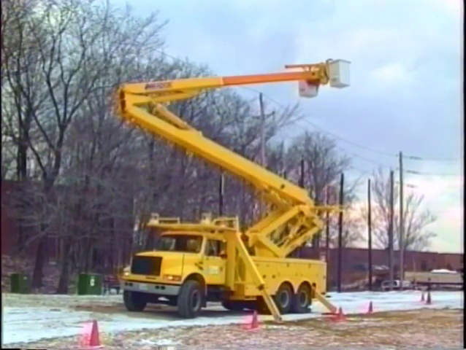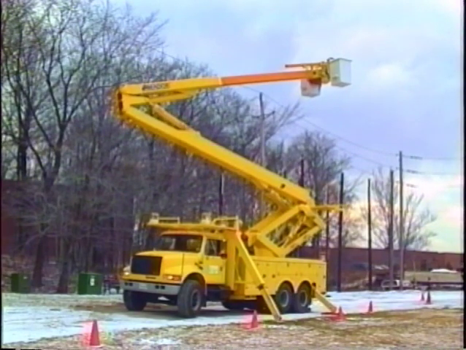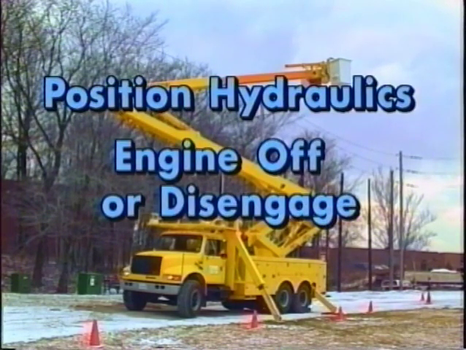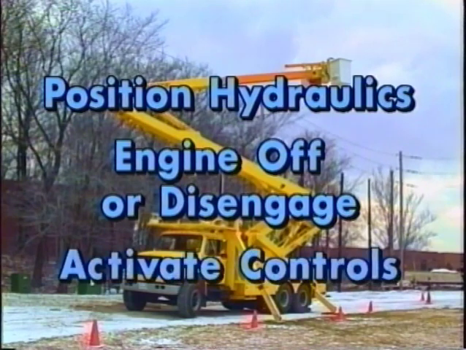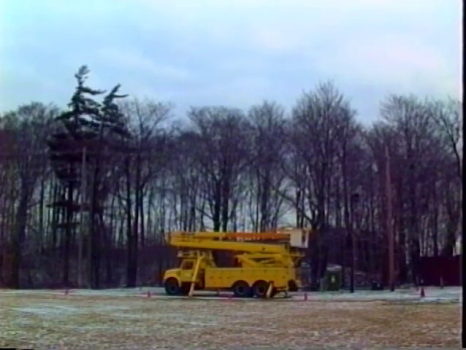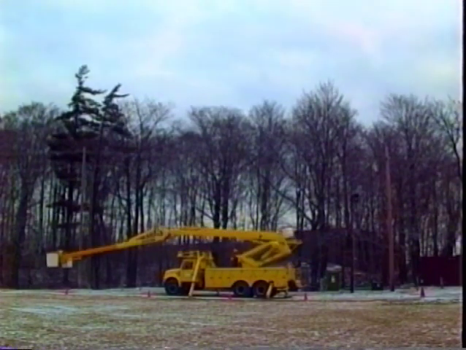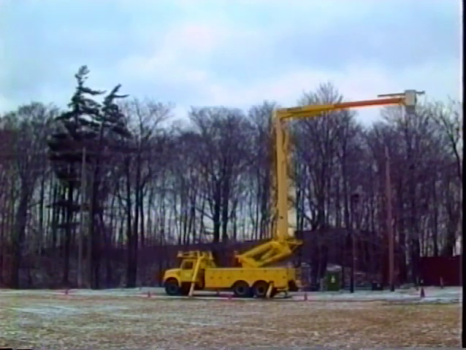Now, check the holding valves on the boom cylinders, in the same way as you tested the outriggers. Position the hydraulics. Turn off the engine or disengage the boom. Activate the controls. On an aerial device, you check the holding valves with the boom in 3 different positions. Here is position 1. The upper boom is at least a foot off the rest. When you activate the controls, you should not see the cylinder move. Now test the holding valves with the boom in this position. And then repeat the tests with the boom as shown here.